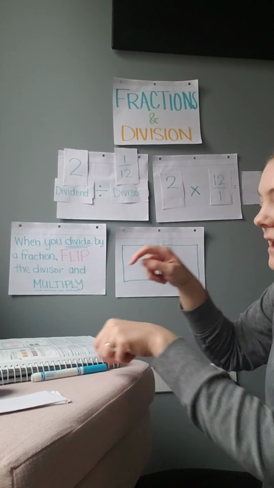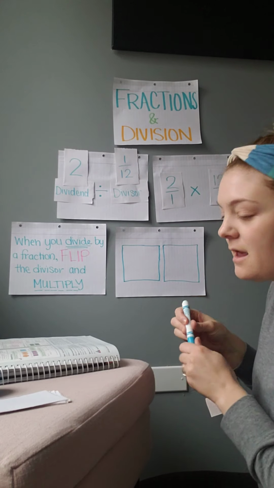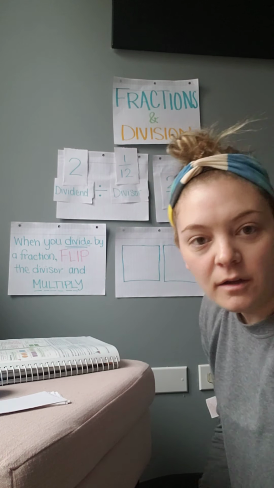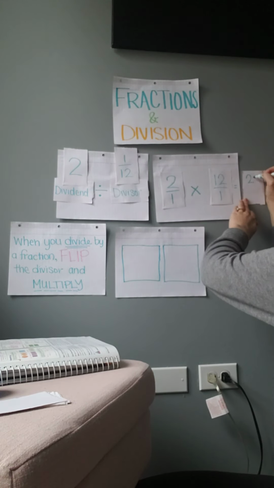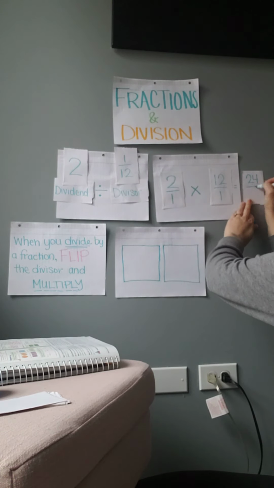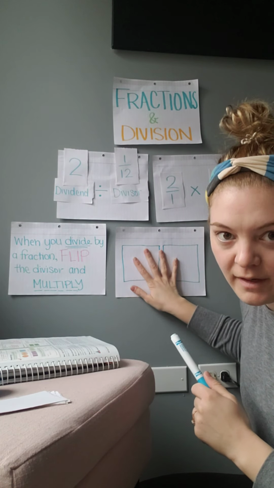So we flipped our divisor. You know I always like to put my whole number over 1. Now we are multiplying straight across. 2 times 12 is 24. 1 times 1 is 1. We are done.